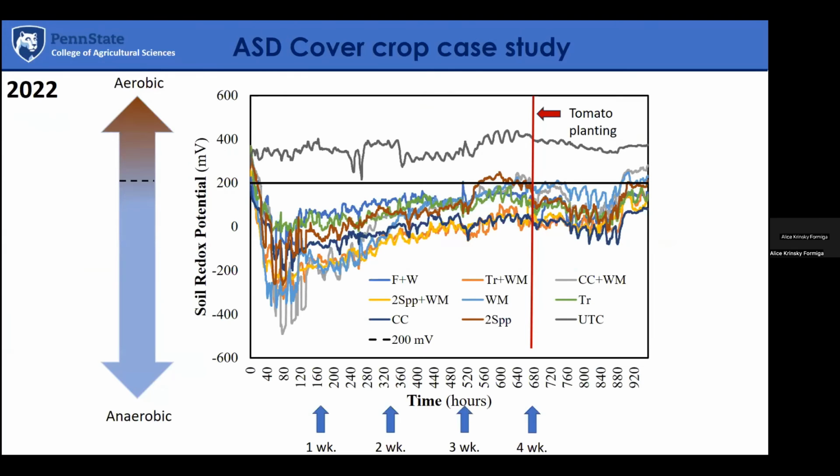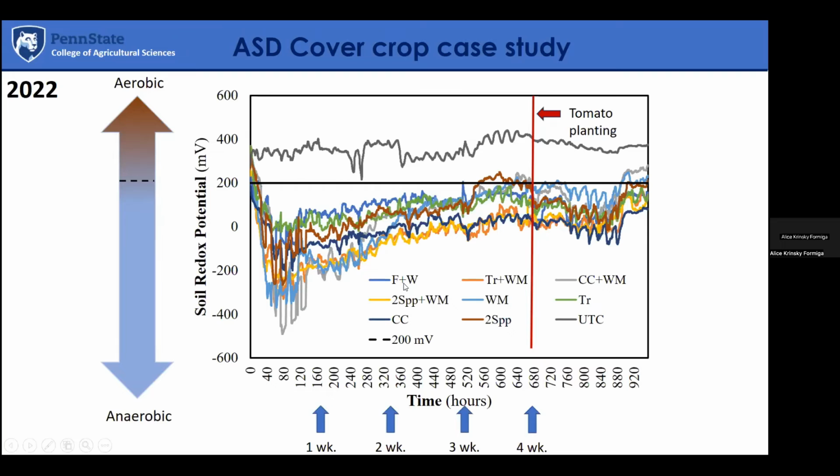So this is another one of those graphs where we're looking at the anaerobicity of the different types of plots in the experiment. This one's from 2022. Again, towards the top of the graph, we're looking at soils that are more aerobic, and the further you move down, the soils are more and more anaerobic. So our top gray line here is our untreated control, which didn't receive the water, and as expected, it remained aerobic throughout the entire experiment.